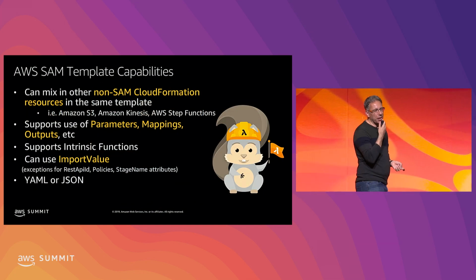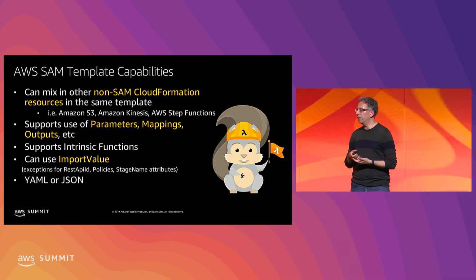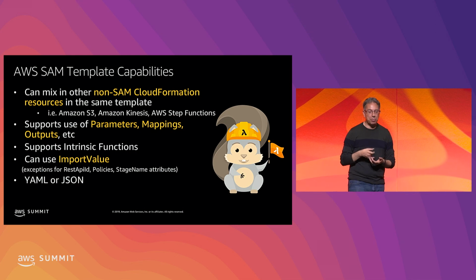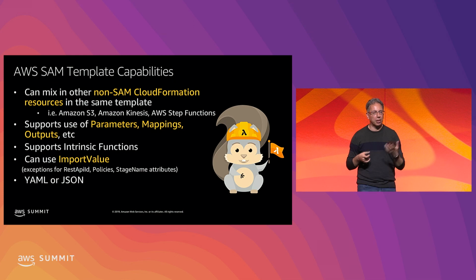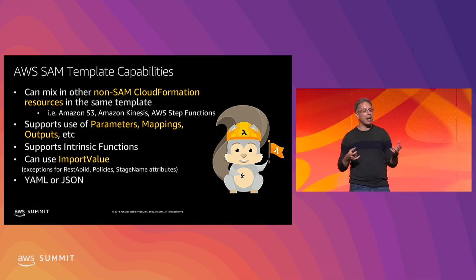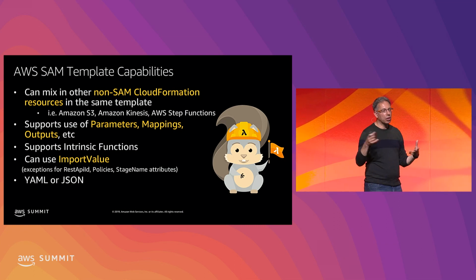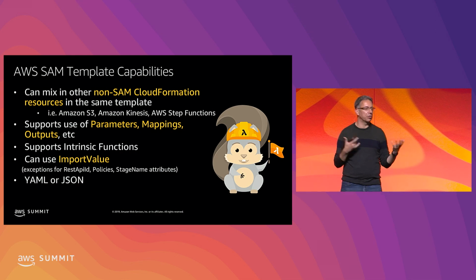The SAM templates are quite powerful because they inherit most of the capabilities from CloudFormation. So, for example, you can use any resource that is not directly supported by SAM. You can use just the CloudFormation version, so Kinesis, Step Functions, for example. You can use parameters and mappings to create templates that can be reused in different environments or under different conditions.